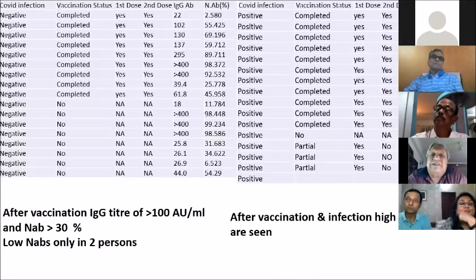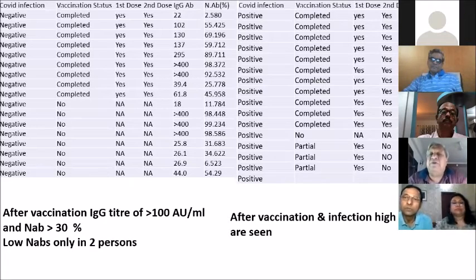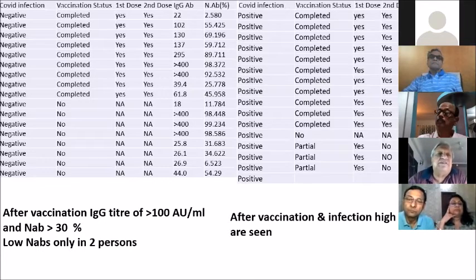But if a person has had vaccination as well as infection during the second wave, then high titers of antibodies as well as neutralization going up to 99.23%, 99.59%, 98, 99, as you notice there, very good neutralization is seen. Of course, I am one of the persons who do not have neutralizing antibodies.